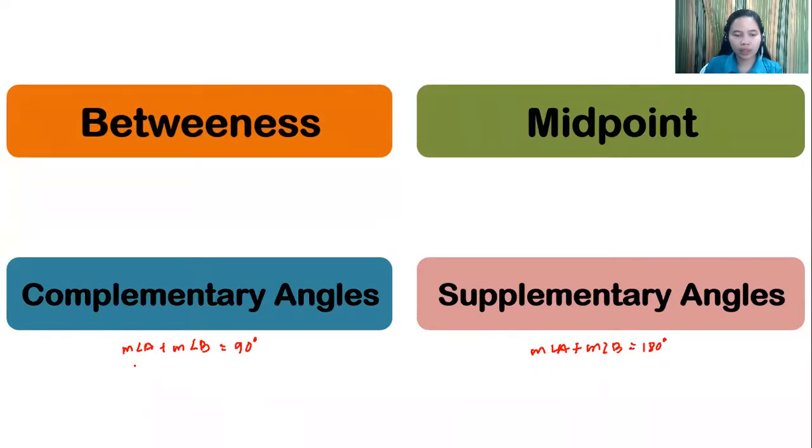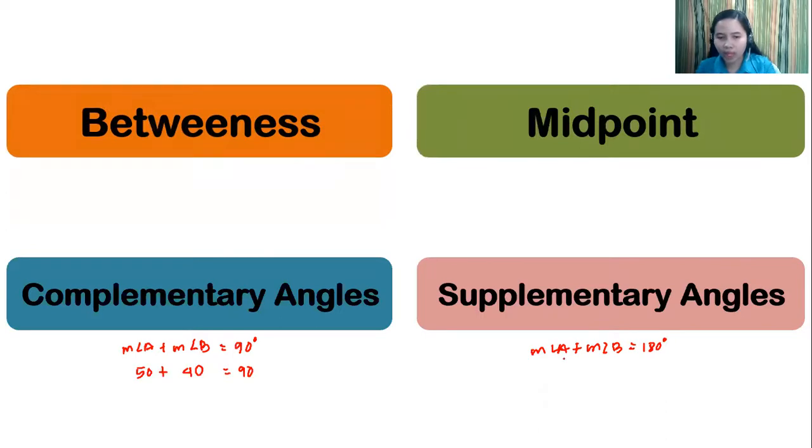Okay, let's say the measure of angle A is 50 degrees, and then you have to find the measure of angle B. So since the sum should be 90, then subtract. Therefore, the measure of angle B is 40. 50 plus 40, you have 90.